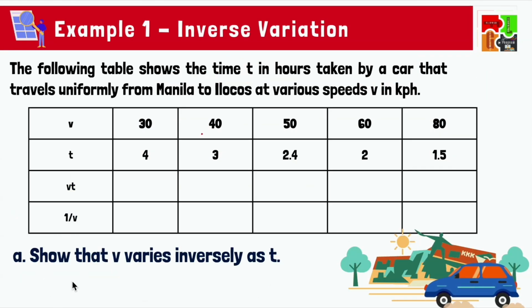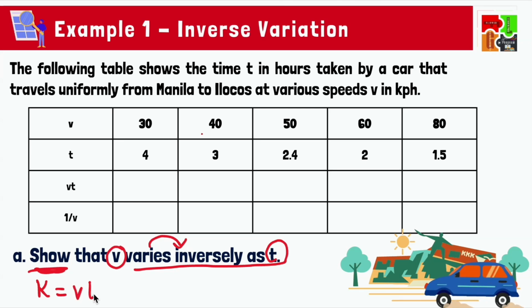So, the first particular given is to show that V varies inversely as T. Again, varies inversely as T. Nakita mo yung varies inversely? So, may gagawin tayo dyan kapag nakita mo yan. Papatunayan mo na totoo yung constant na formula. Okay? Ano nga ulit yung constant formula ng inverse variation? K is equal to V times T. Pero kanina gumamit tayo ng X times T.